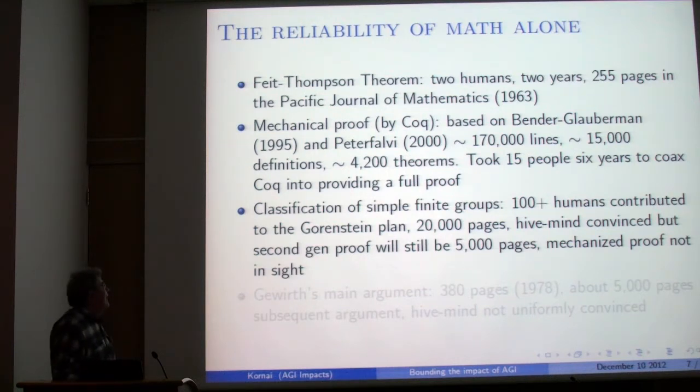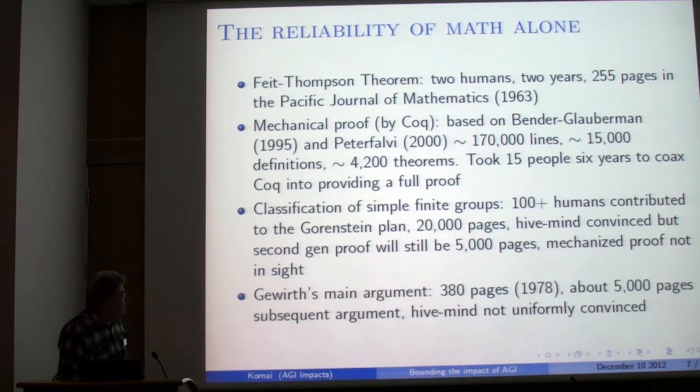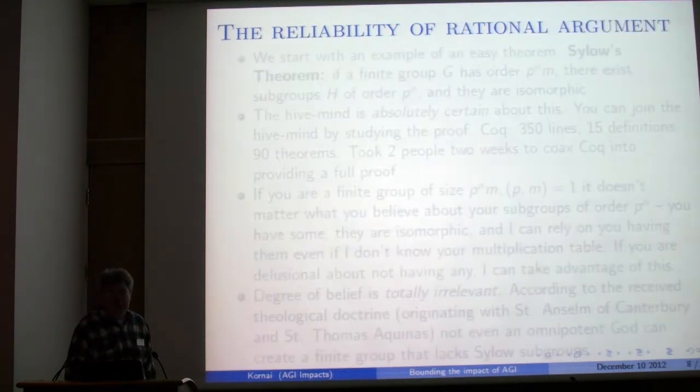So they spent untold numbers of person-years on this thing, and the proof is 2,000 pages, maybe 20,000 pages as it stands, and the hive mind is sort of convinced that this is right, but the second generation proof will still be 5,000 pages, so that's a factor of 20 more than the odd-order theorem. And the mechanized proof is not in sight, it's nowhere near. The state of the art in theorem proving is nowhere near getting to this thing. So here is Gewirth's main argument, which is 380 pages in its original format, with about 5,000 pages of subsequent argument, and we must say that the hive mind is not uniformly convinced about it.